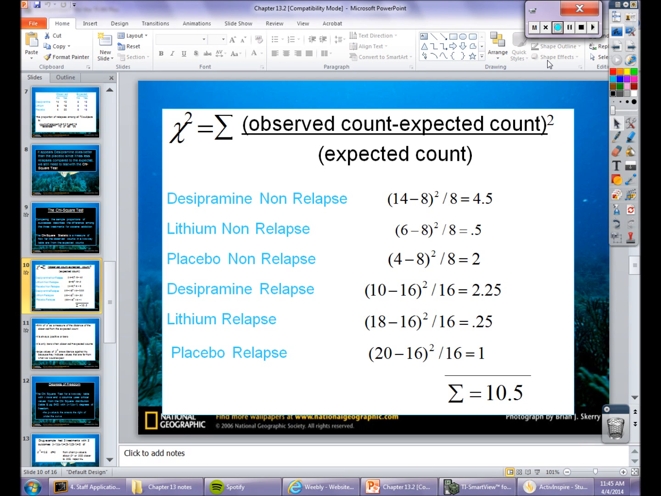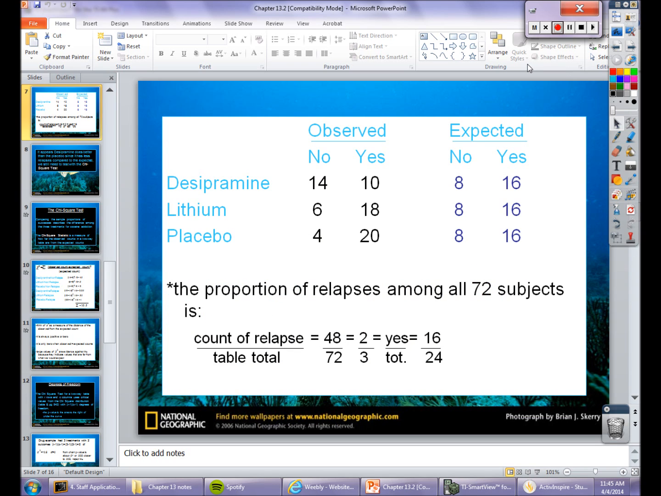Now, for me and anyone grading an AP exam for you, they're going to want to see all of those expected counts and all of the ChiSquare values. Here are the ChiSquare values that I had adding up to the 10.5. And then all of my expected counts. Well, I'm going to grab these expected counts from the calculator.